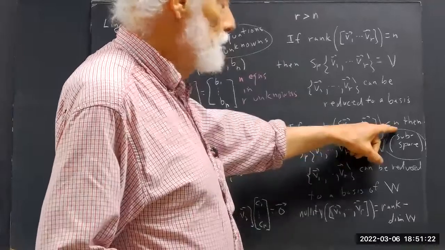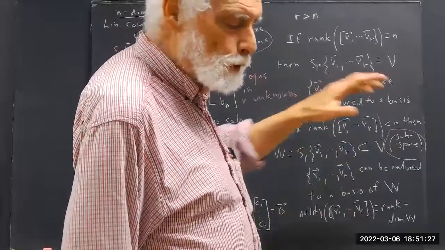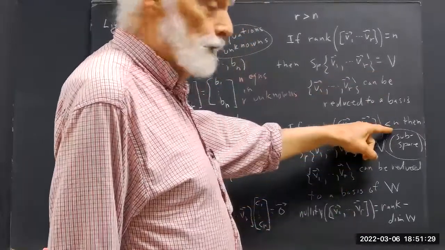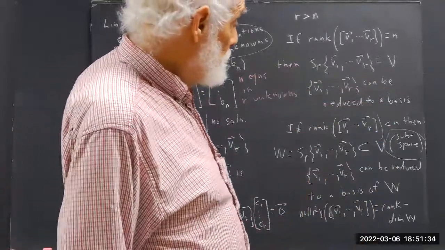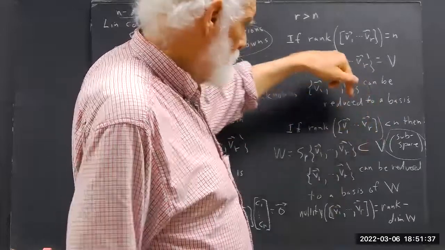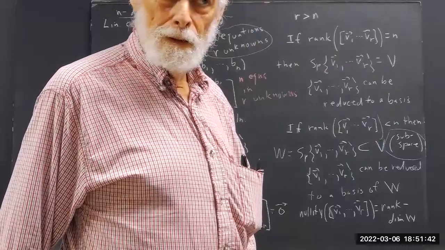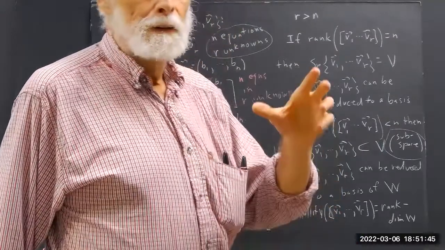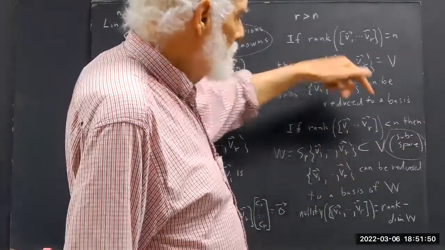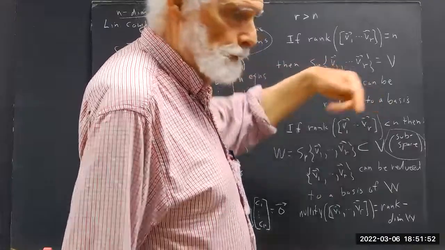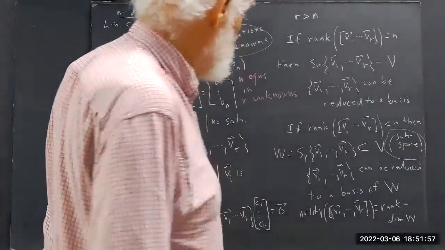Because the rank of this matrix is less than n, that means that the row space has dimension less than n, meaning that the column space has dimension less than n, meaning that the vectors that form these columns span a space of dimension less than n. You can pick out some number fewer than n of these vectors, and they'll be linearly independent. Then the rest will be linearly dependent on that.